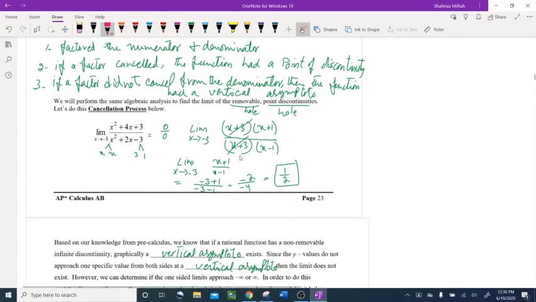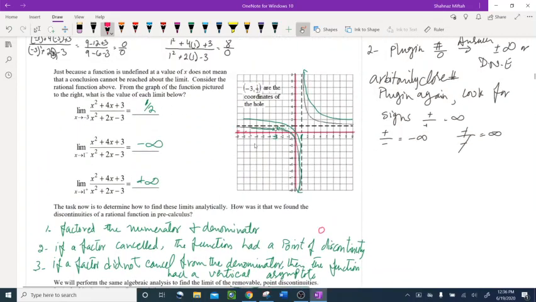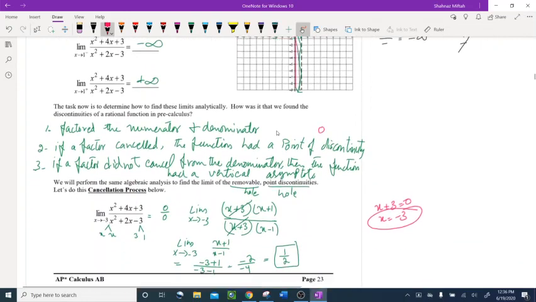Do you see I cancel x plus 3, x plus 3? So I'm just going to do it here. X plus 3 equals 0 will give me x equal -3, right? So you have a hole at -3. When you cancel something out, do you see if a factor canceled, the function had a point of discontinuity, and that point of discontinuity was a hole. So you have a hole at x equal -3. And if you check the graph back there, do you see this is -3 and you have a hole there? So that's what it means.